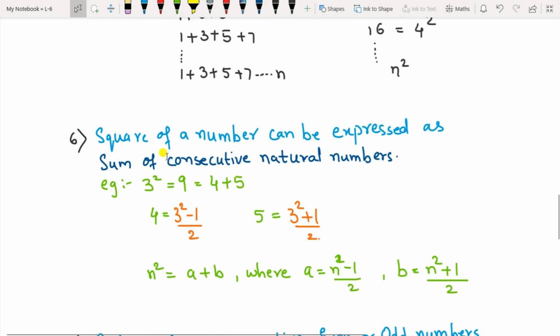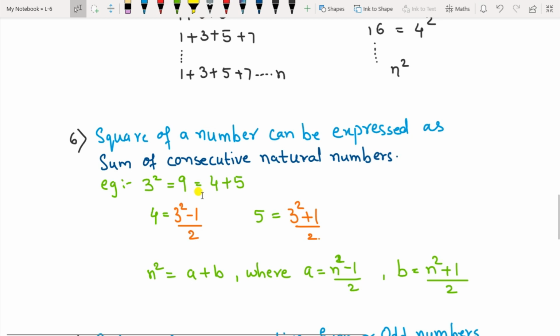Sixth property is: the square of a number can be expressed as a sum of consecutive natural numbers. So any number's square can be expressed as a sum of consecutive natural numbers. For example, 3 square is 9. So 9 can be expressed here as the sum of two consecutive natural numbers. But how should the two consecutive natural numbers be? For example, 9 is there, its consecutive numbers will be 4 and 5.